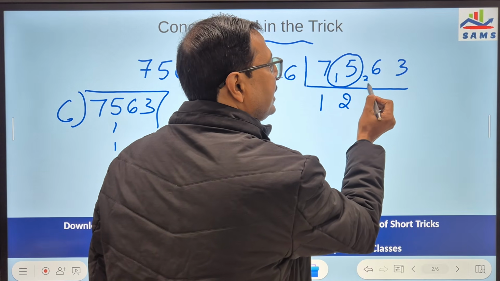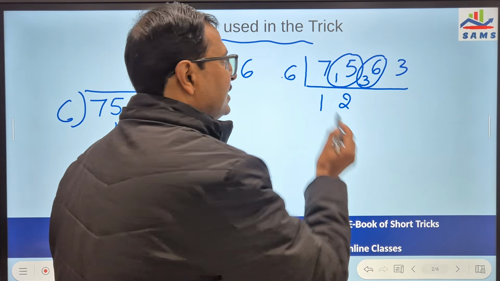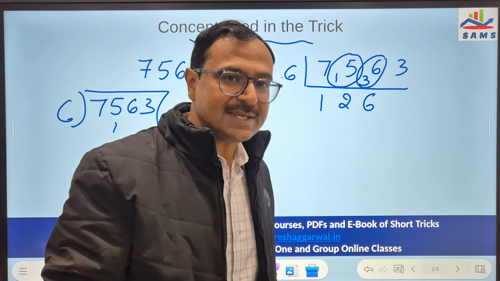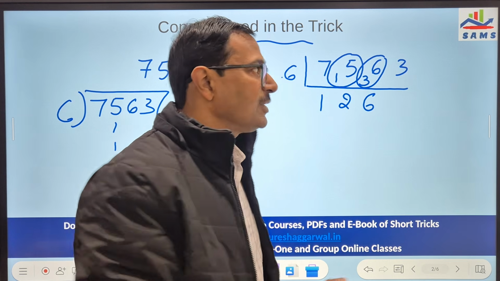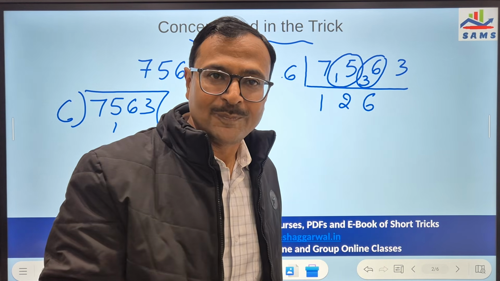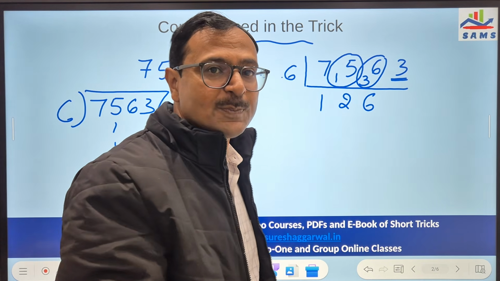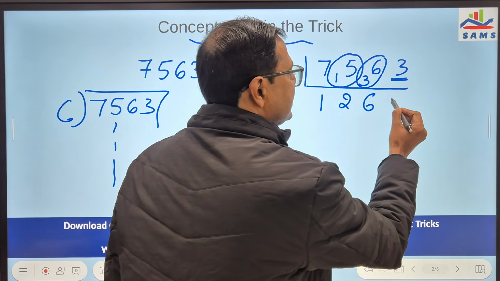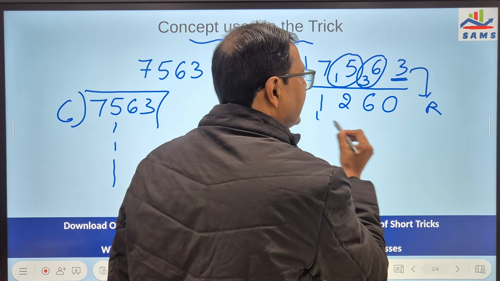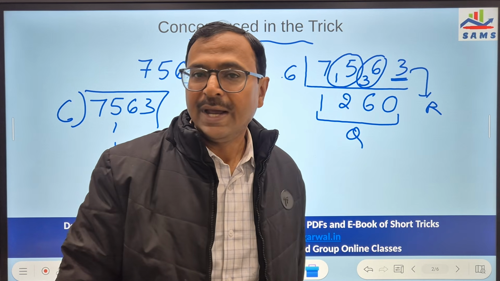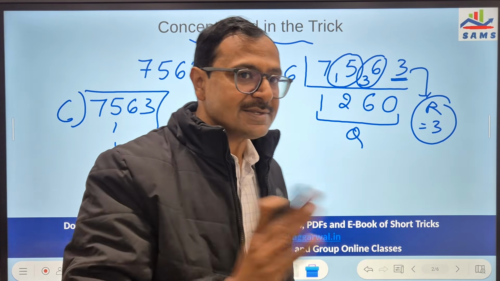So the 3 will be written here, and next what I have to consider is this number 36. Now 6 6 times is 36, and therefore for the next step what will I have? 0, right? Because 36 minus 36 is 0, and so there, because 3 doesn't go into 6, 3 is smaller than 6, so I'll be putting a 0 here, and this 3 will become the remainder. Now you can check, the quotient is 1260 and the remainder is equal to 3, and you will be surprised that the answer is correct.